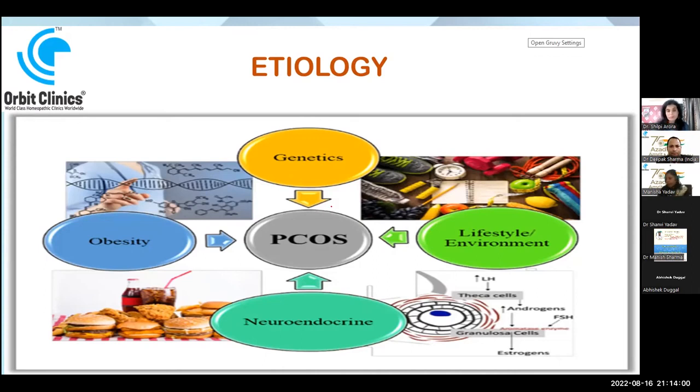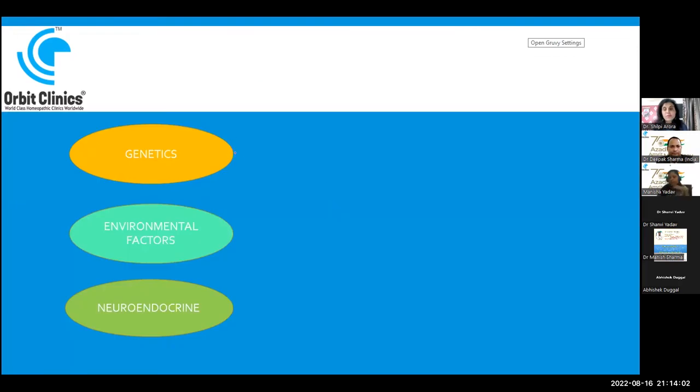First is genetic, how it is genetically related. It has been seen that genetics definitely plays a very vital role in the development of PCOS. Different researches and studies show that there is a very high risk of PCOS in first degree relatives.